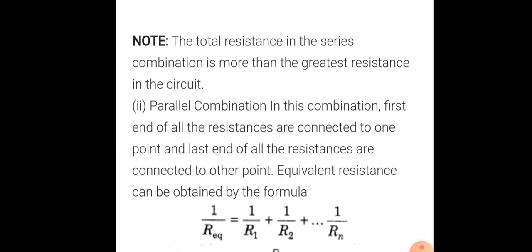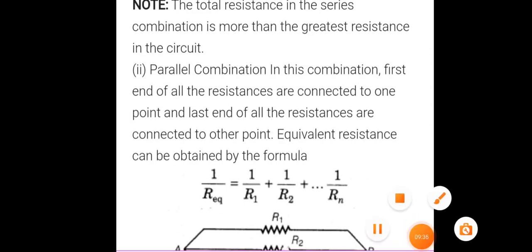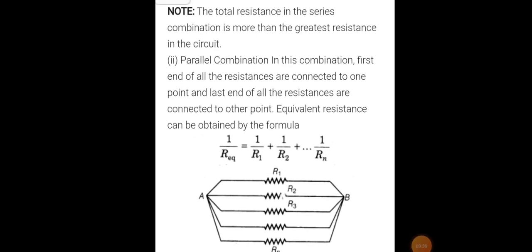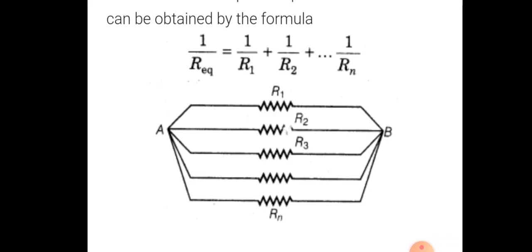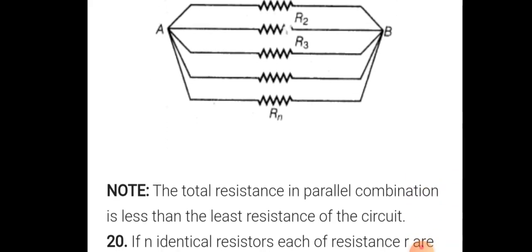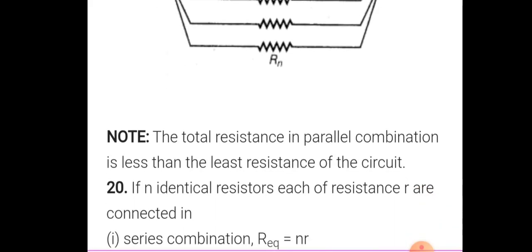Parallel combination. In this combination, the first ends of the resistances are connected to one point and the other ends of the resistances are connected to the other point. Equivalent resistance can be obtained by the formula 1 upon R equals 1 upon R1 plus 1 upon R2 plus 1 upon Rn. The total resistance in the parallel combination is less than the least resistance in the circuit.